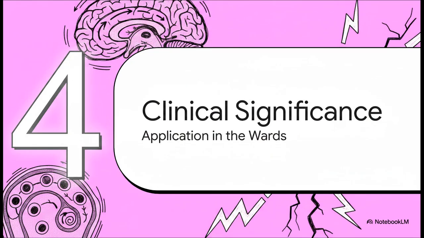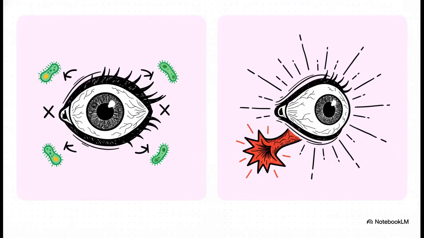This brings us to Section 4, Clinical Significance and Pathophysiology. Let's see what happens on the wards when this anatomy goes wrong. When anatomy fails here, it fails spectacularly. On the left, we've got cavernous sinus thrombosis.